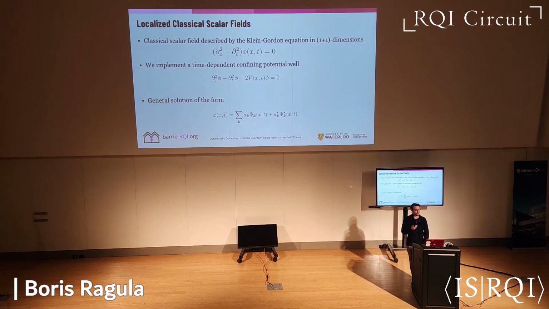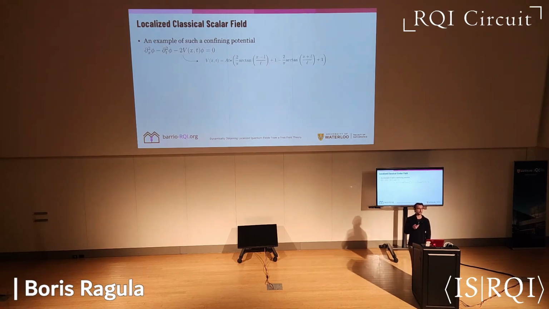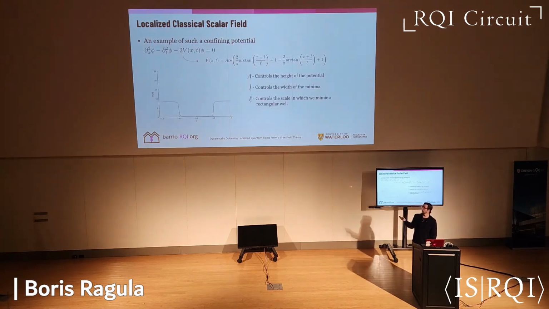So what you might ask is, what's an example of such a confining potential? Well, the example we're currently working with is the sum of arctangent functions, which is a smooth mimic of the finite potential well with discontinuous walls. And we can see that over time, this is how our potential will be growing, where A controls the height of this potential. The little l controls the width of the minima. So this right here is the value of little l. And the script L is the speed at which this will mimic the finite potential well. So it's how fast we'll go from this minimum up to the maximum.